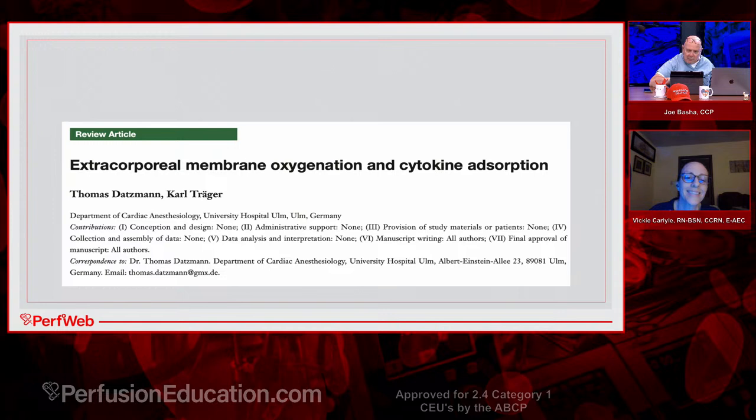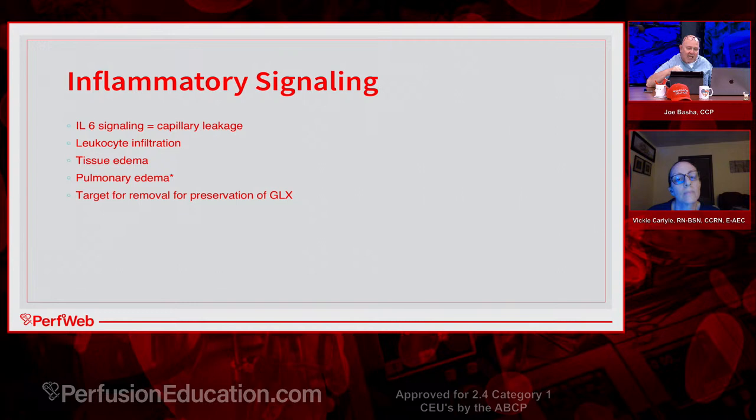So now we're going to talk a little bit about ECMO and cytokine production. In this particular study, they're talking about cytokine adsorption, but there's information in this study that is germane to our conversation today. One of the things that happens when we put patients on ECMO is you immediately get IL-6 signaling, which results in capillary leakage.